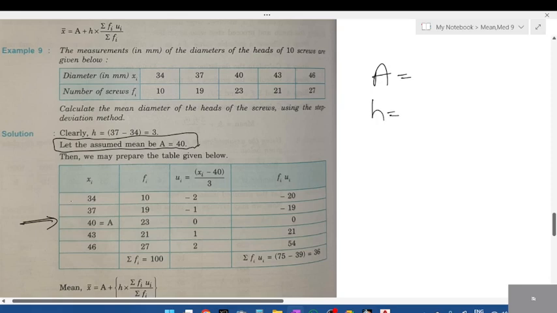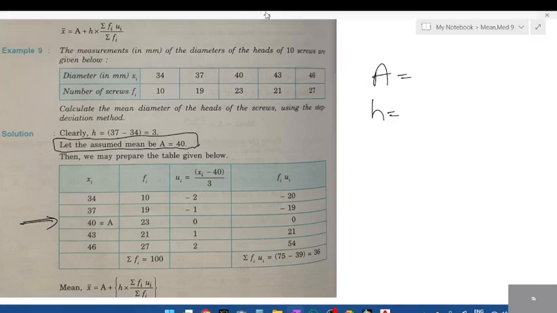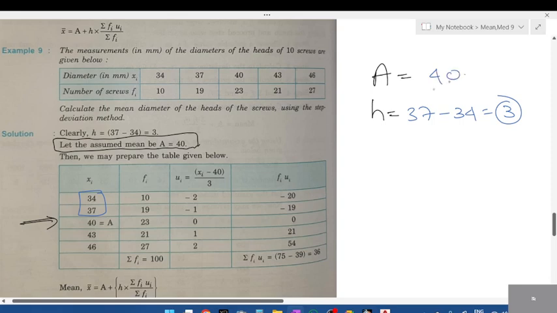And what is H? I told you H should be the difference between 34 and any value. You take any value. What is the value of H, students? 37 minus 34 is 3. That is what they have written here.